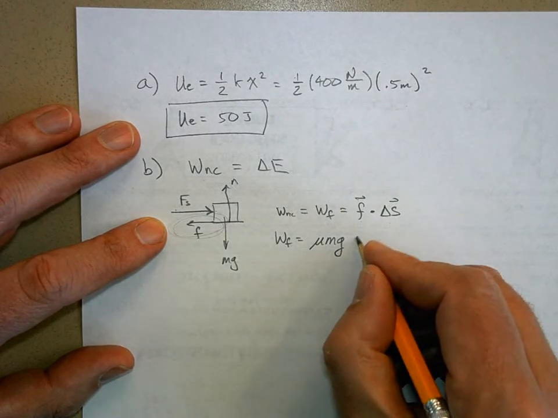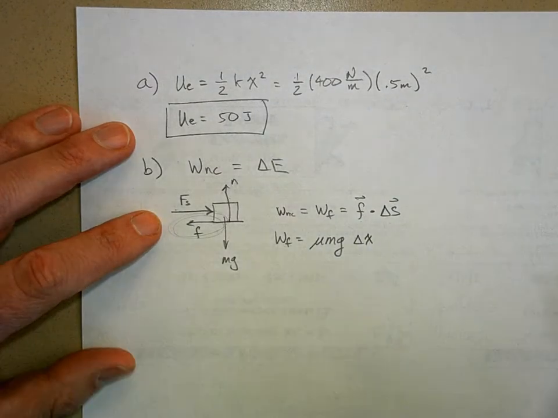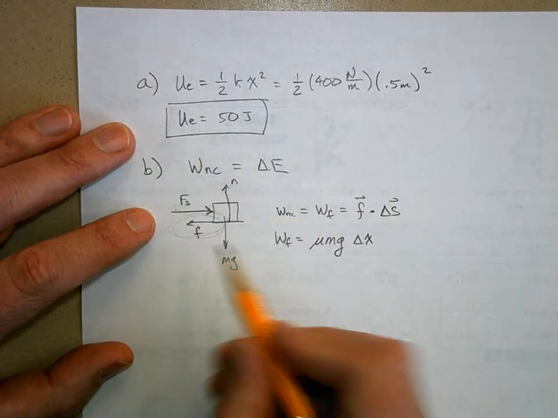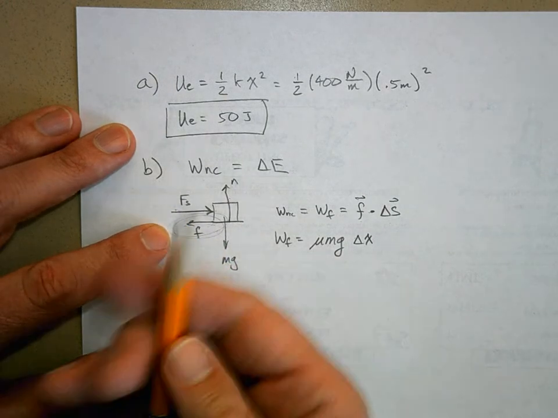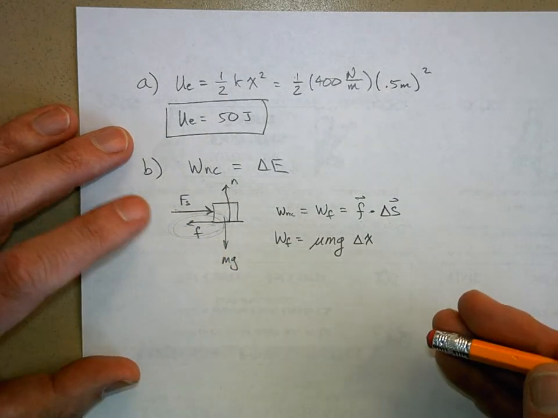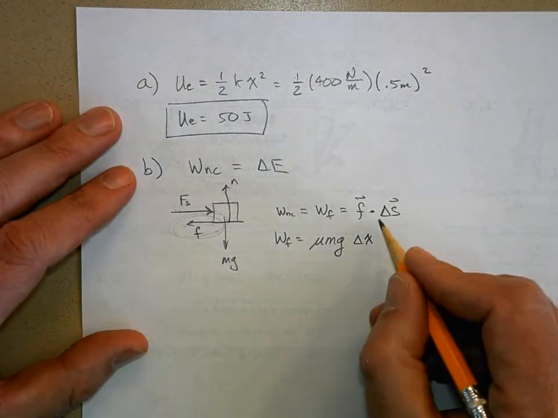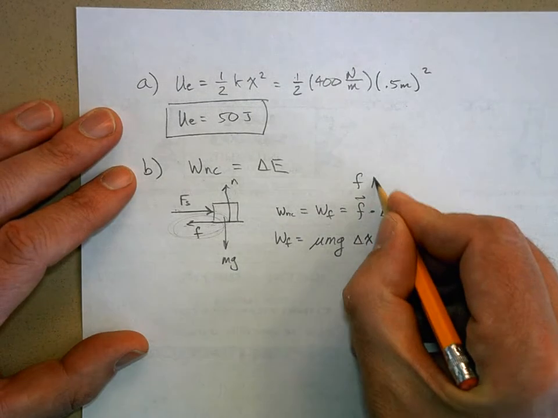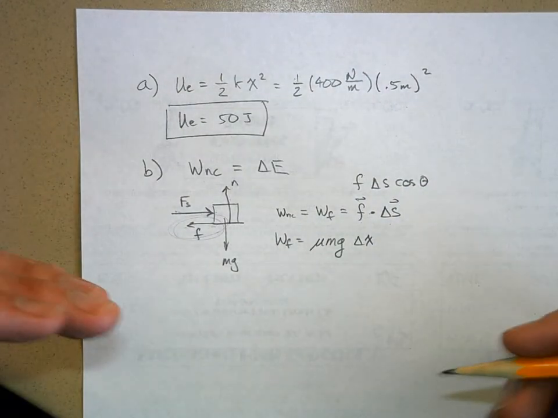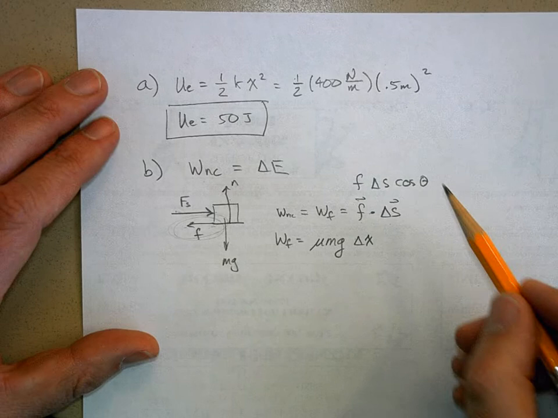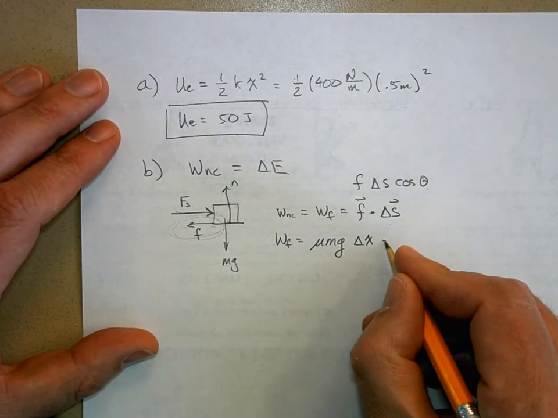So I'll just call that delta X. But here's the deal. This is a dot product, and notice that the force of friction is to the left, but the displacement is to the right. And so therefore, friction is doing negative work. If you want to look at it from the point of view of the dot product, this is F delta S cosine theta. Well, what is the angle between the force and the displacement? 180 degrees. So look for that, and that means we're doing negative work here.